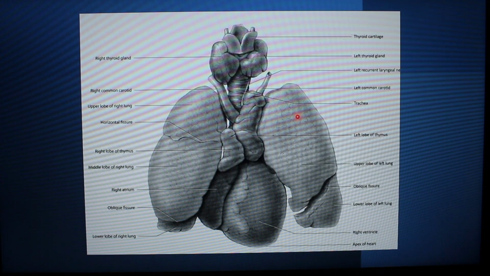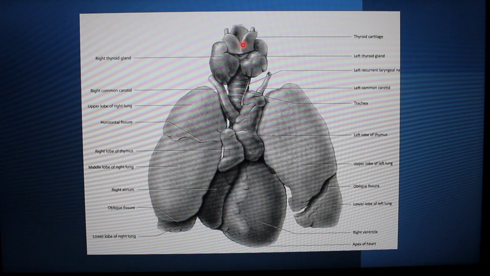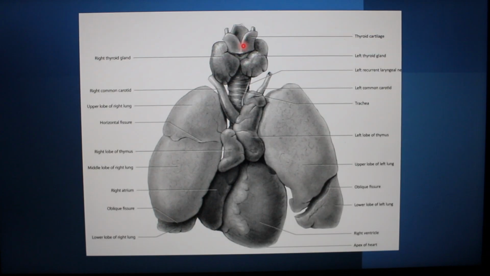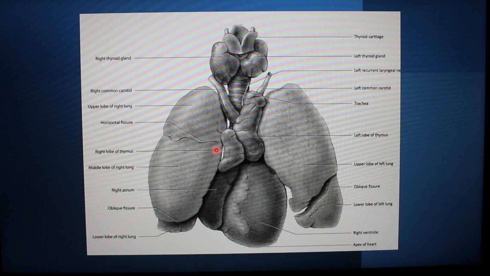So when we look at an X-ray, just keep in mind, at the top of where the windpipe or the trachea starts is our larynx. It's where our ET tube enters into the trachea. The trachea comes down and then splits into the left and right bronchus.